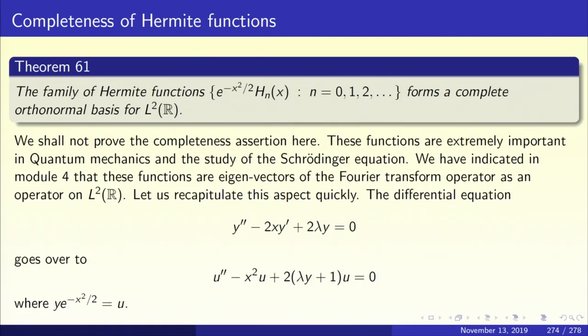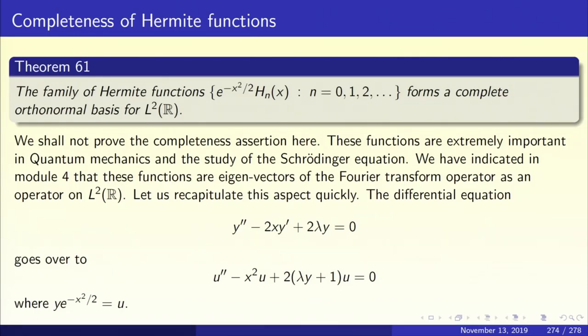So now let us recall how to prove that the Hermite functions are the eigenvectors of the Fourier transform operator. We have done this before and this is a recap. Let us quickly recapitulate this. The differential equation is what? y double prime minus 2xy prime plus 2 lambda y equal to 0. When lambda equals n, the solution is Hn(x). Now we are looking at e to the power minus x squared by 2 times Hn(x).